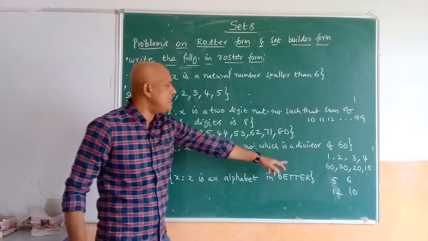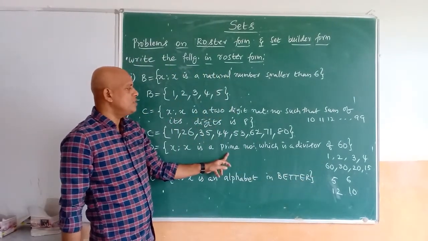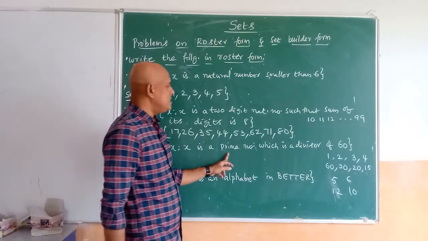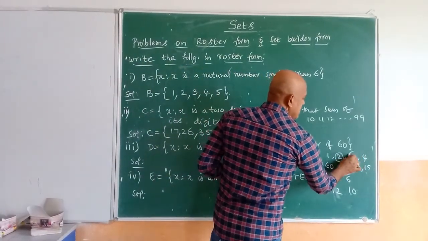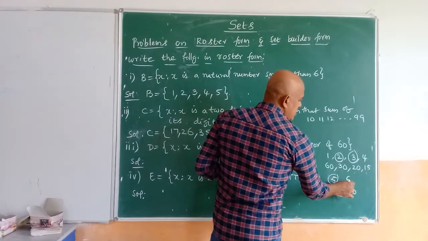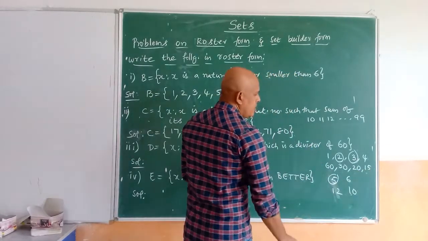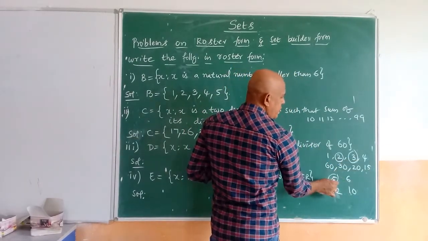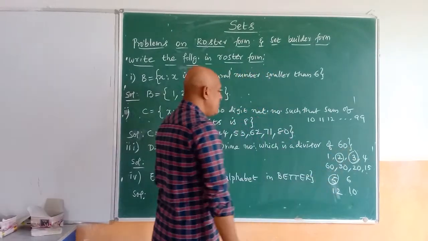In these factors or divisors, we have to choose the prime numbers so that they are the divisors of 60. So what are the prime numbers here? 2 is a prime number, 3 is a prime number, and again 5 is a prime number, 6 is not a prime number, 10, 12 these are not prime numbers. So here, what are the prime numbers? 2, 3, 5 are the prime numbers. These are the numbers and also they are the divisors of 60.